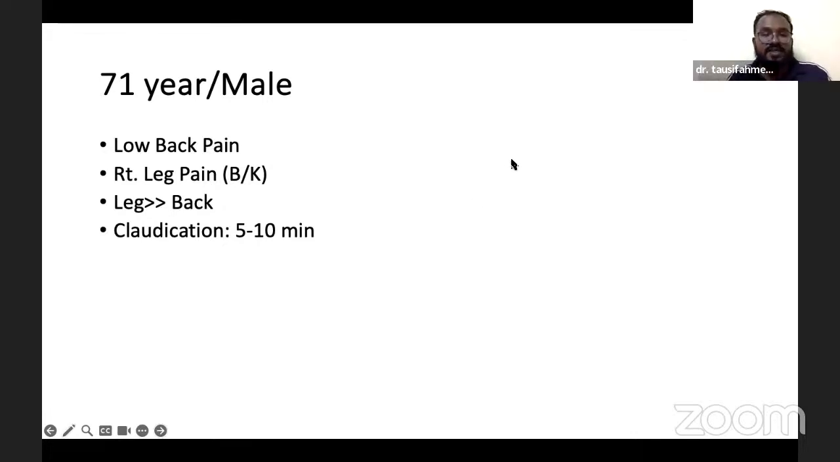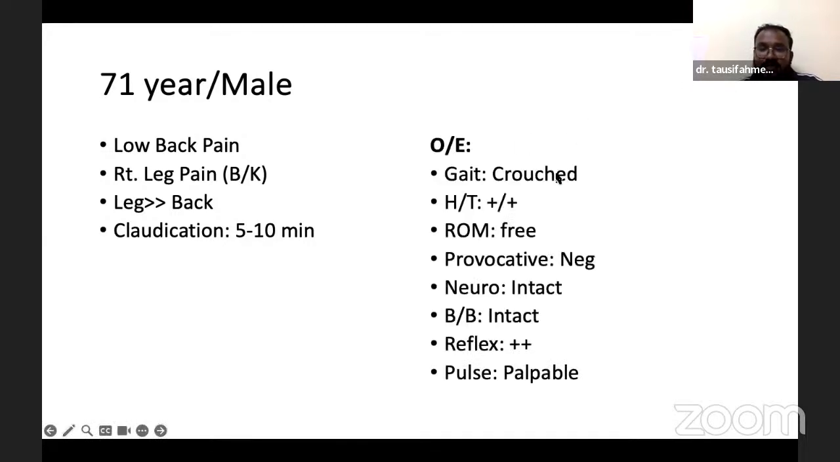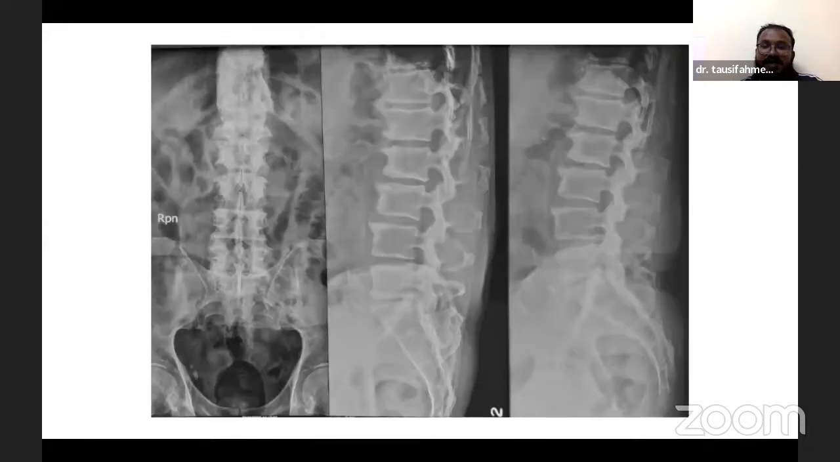So this is a 71-year-old male who has come to us with low back pain and right leg pain, more of the below-knee type. Again, leg pain is more than back pain, and claudication is for 5 to 10 minutes. On examination, he is crouched, back range of movement is free, provocative tests are negative, neurologically he is intact, there is no hyperreflexia, pulses are palpable. Medically and surgically, he has undergone only cataract surgery, and these are the x-rays for him.